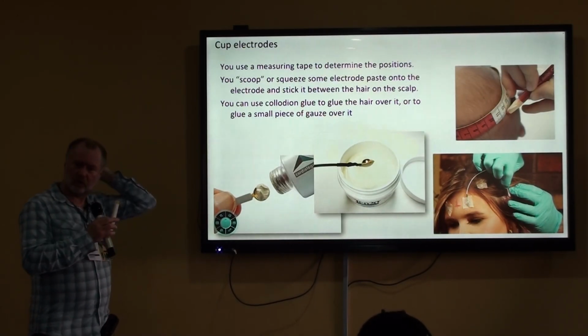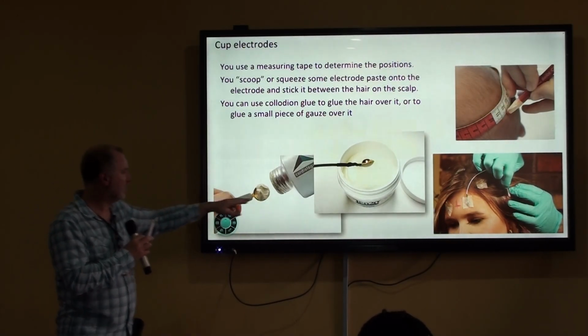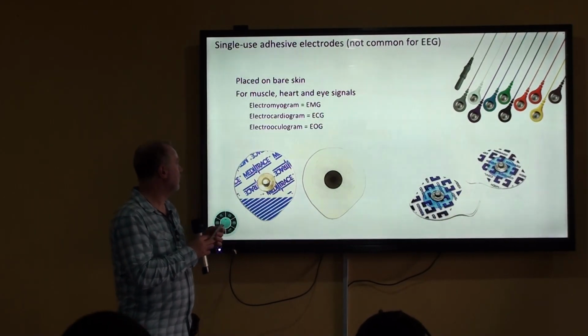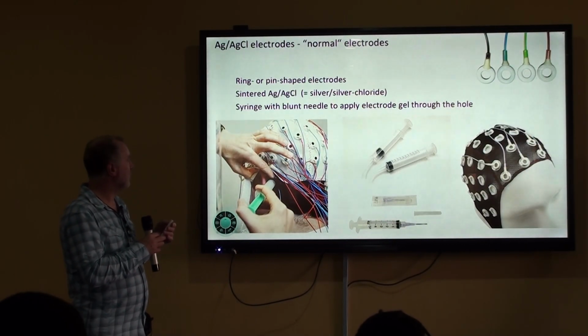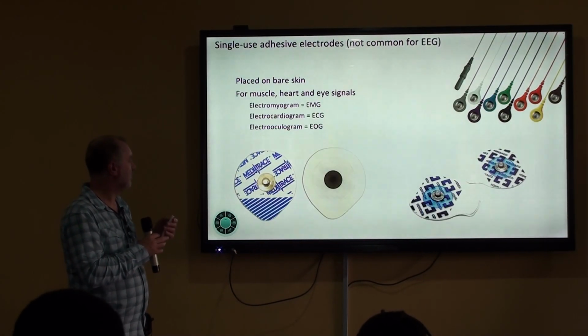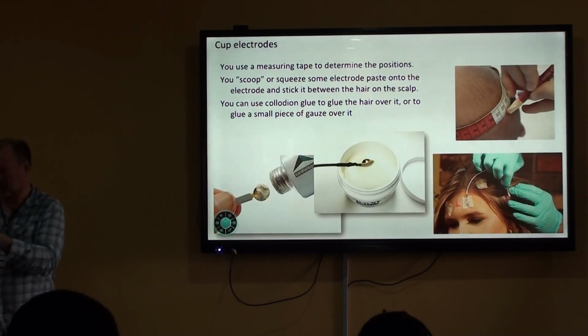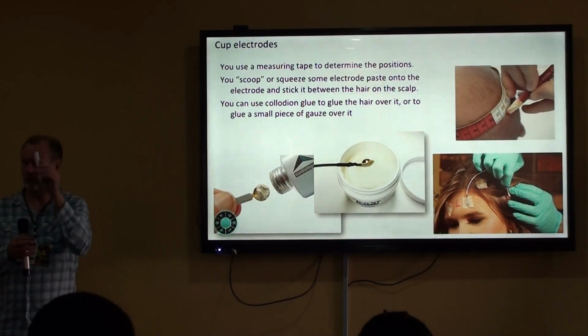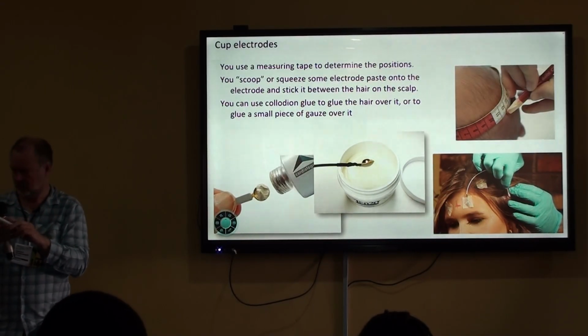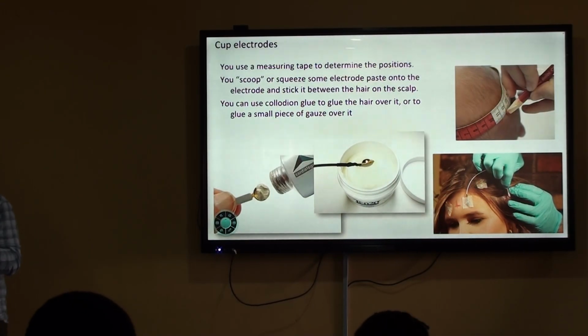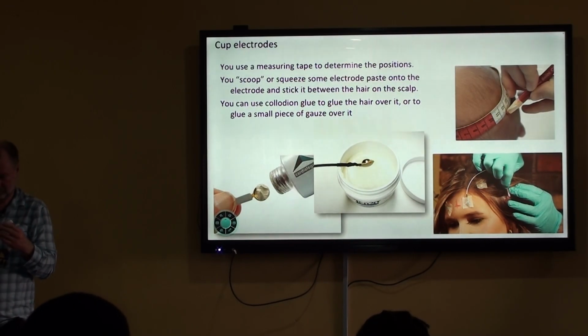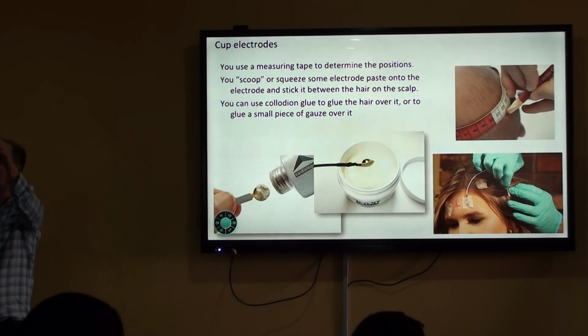To use cup electrodes, you take a jar of, it's a stupid thing. I think I need a new battery for this one, so if someone could find me a battery. If you could find a small AAA battery for me, yeah.